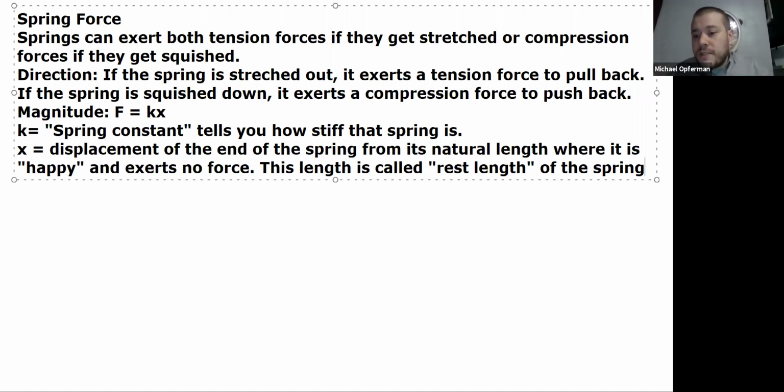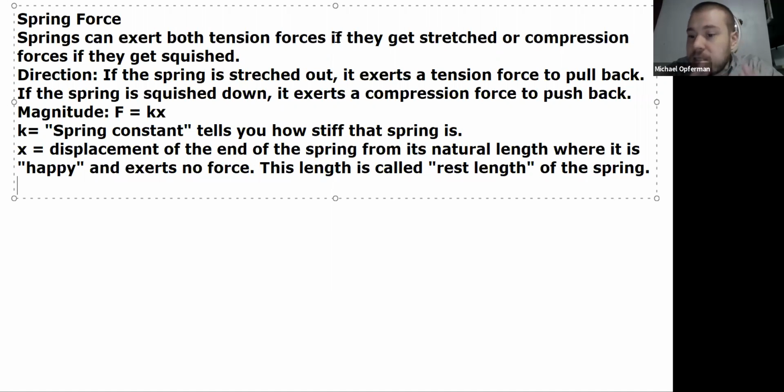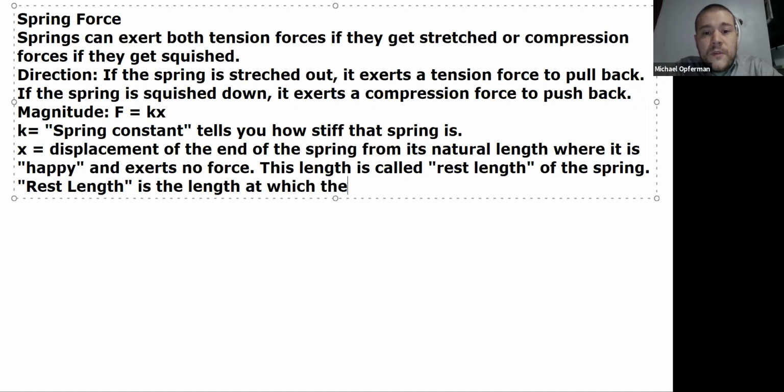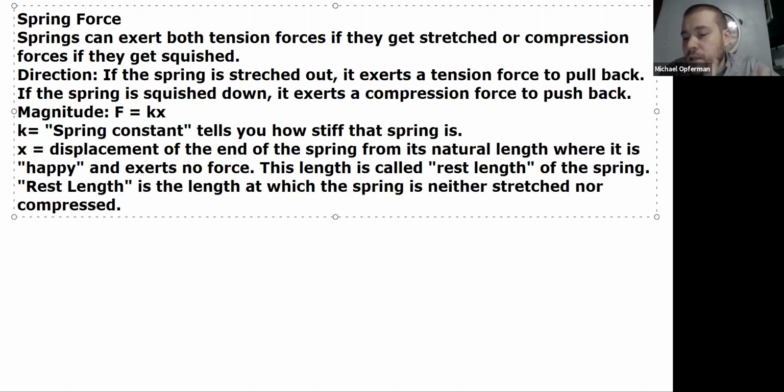So in other words, a spring has a certain length where it is neither stretched nor compressed. Let me write that down, because that's the simplest definition. Rest length is the length at which the spring is neither stretched nor compressed. So that's the regular length of the spring when there are no forces on it and it's just allowed to be left alone.